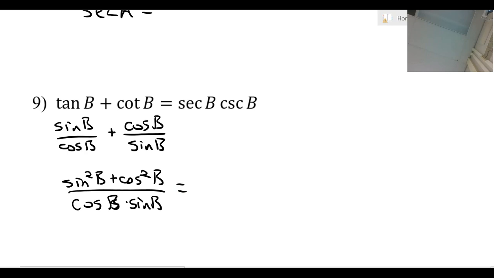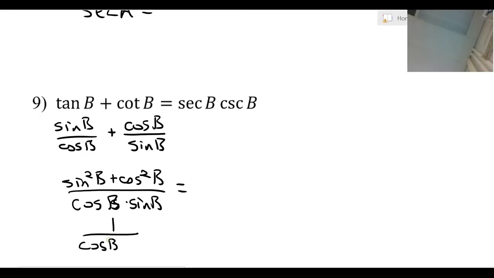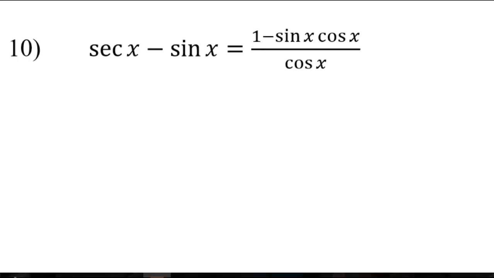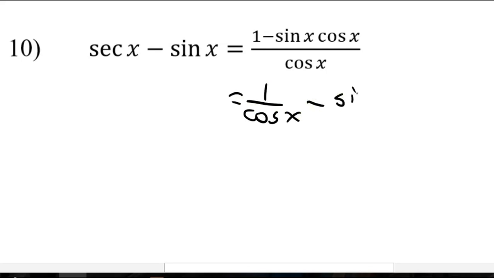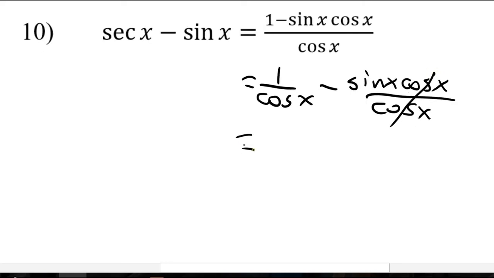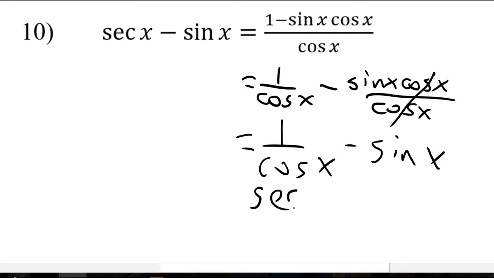Which becomes what? What's the top? Yep, 1. And then from there, it's the reciprocals of both. Reciprocal of cosine is secant. Reciprocal of sine is cosecant. I'm going to take the right fraction. Have that. What do I do next? Yep. 1 over cosine x minus sine x, which becomes secant x minus sine x.